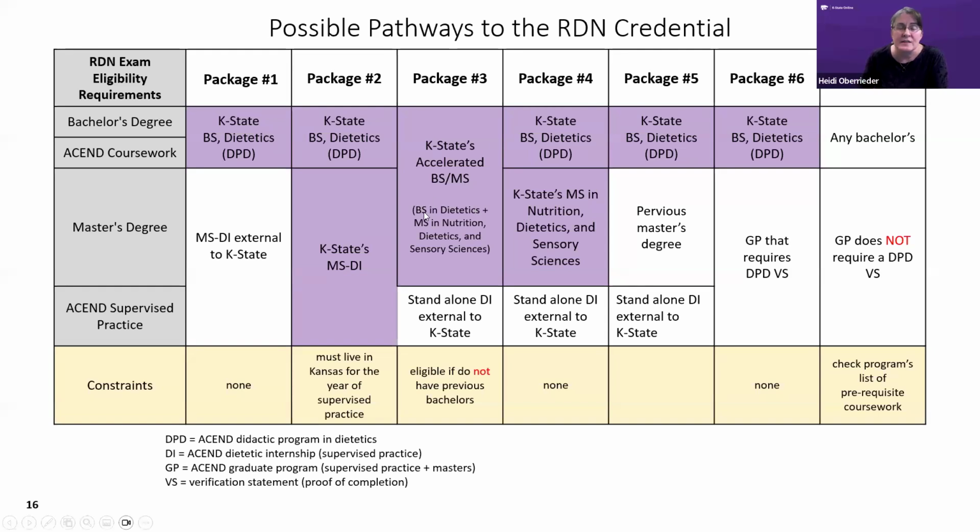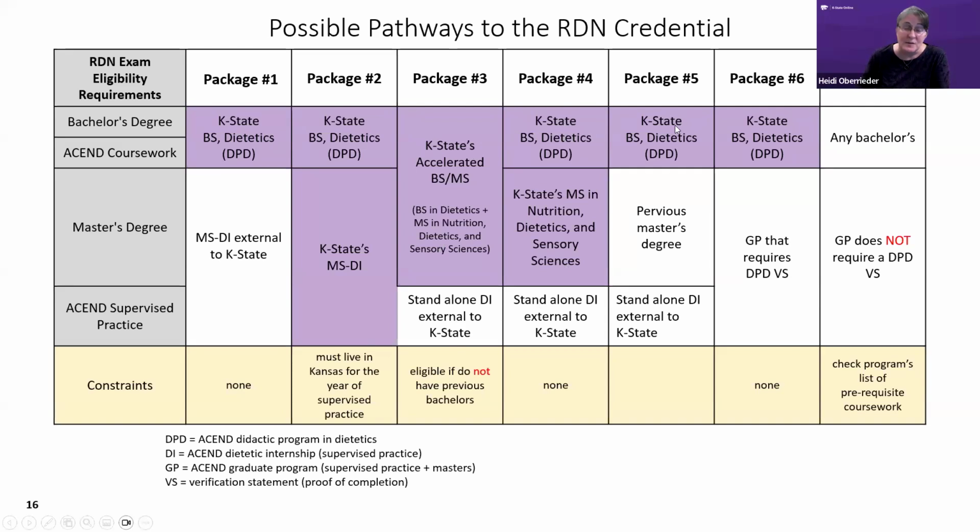So it saves you about a semester's worth of time. The people that do the accelerated BSMS can then go on to do a standalone Ascend accredited supervised practice. So hopefully you're starting to see how the table works. You just come across to see, okay, for package 3, how do these requirements get handled, or how are they covered? So if you have a previous bachelor's, you cannot do our accelerated BSMS. Package 4 is you get your bachelor's degree with us. You can stay and get your master's. Both of those are available in the online format. And then you can go apply to a standalone dietetic internship.